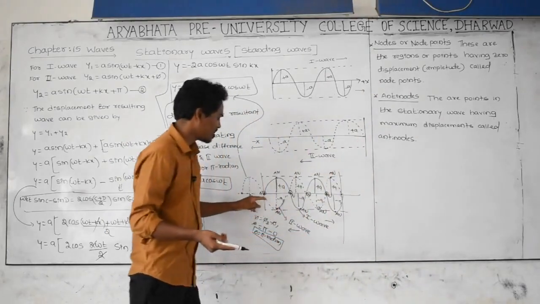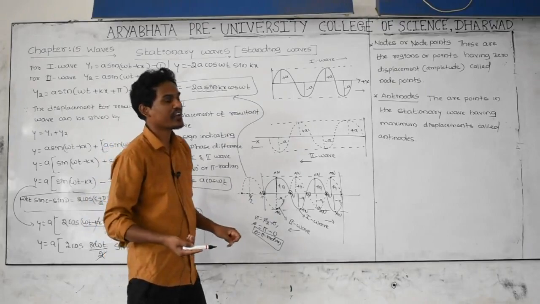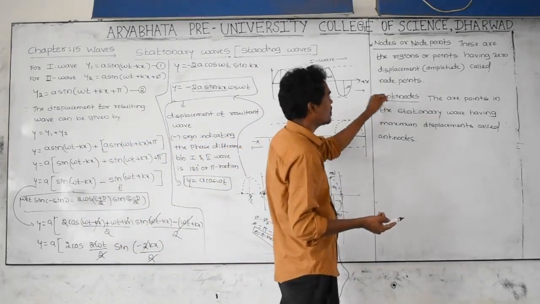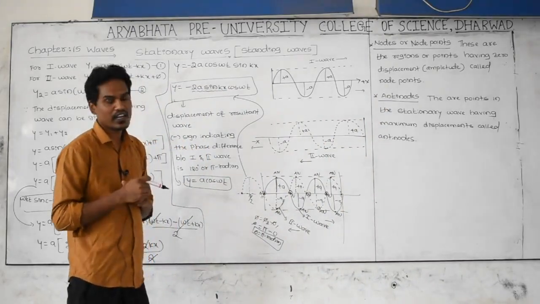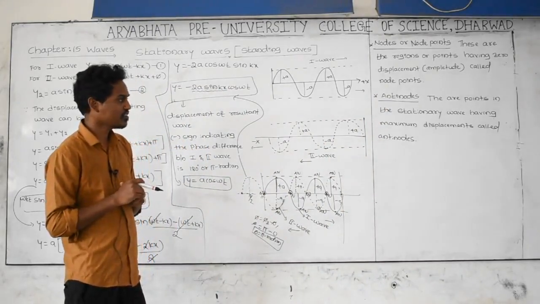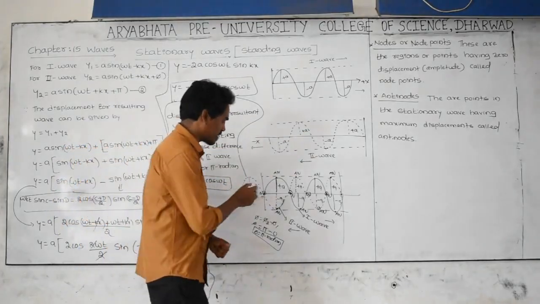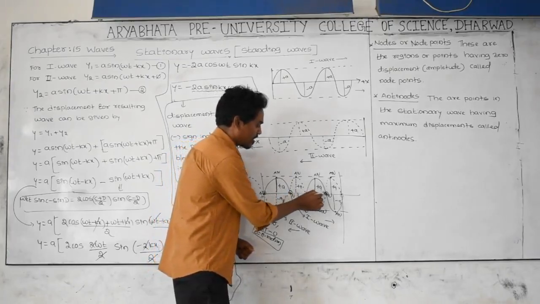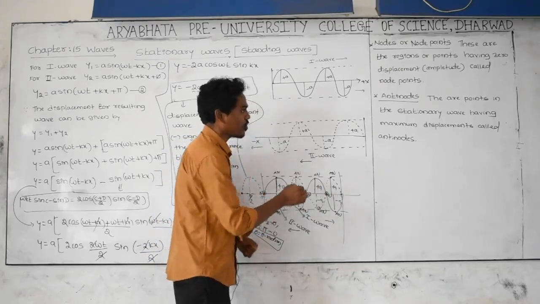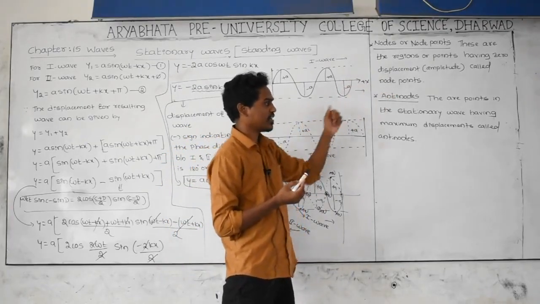In the stationary wave, where you get maximum displacement, those points we call antinode points. Now we have to discuss nodes and antinodes with a mathematical representation. Please note down up to this point. Here the displacement is 0, here 0, here 0, and here 0, and these are node points. We have to indicate mathematically the node points as well as the antinode points.